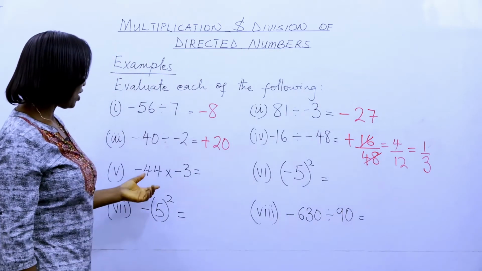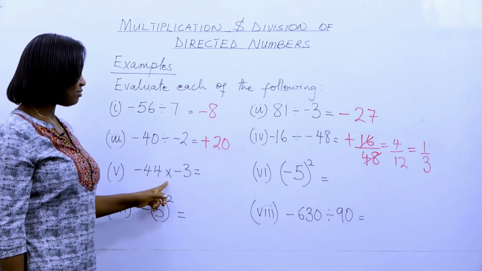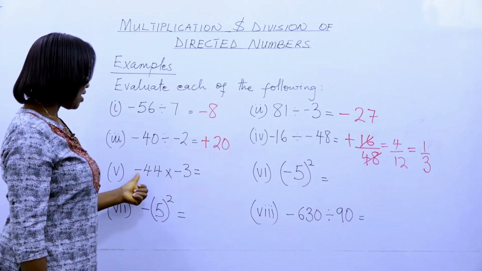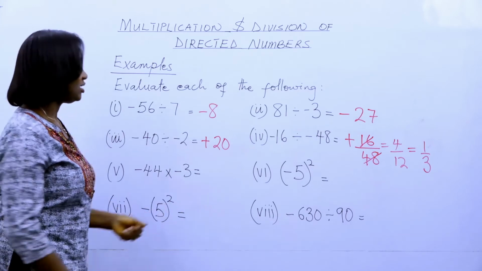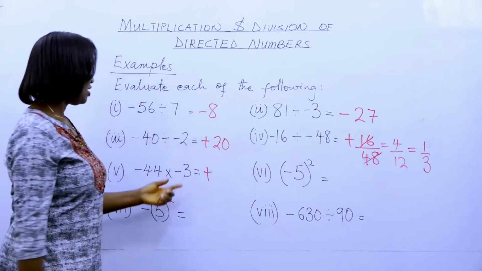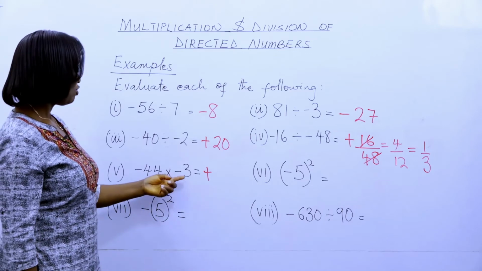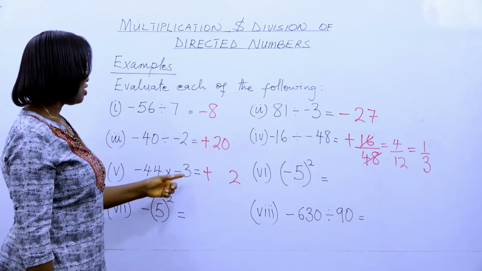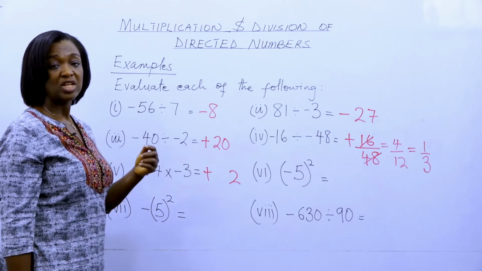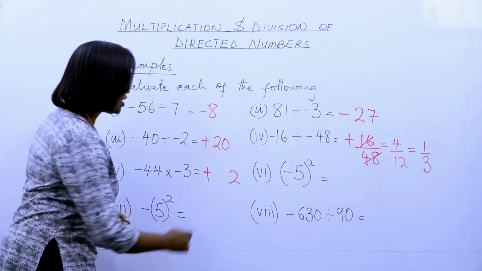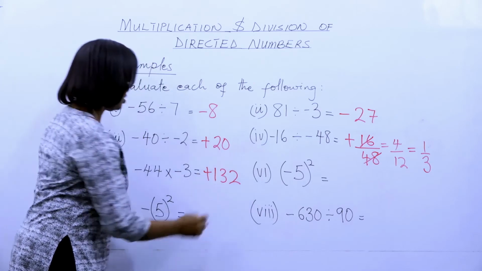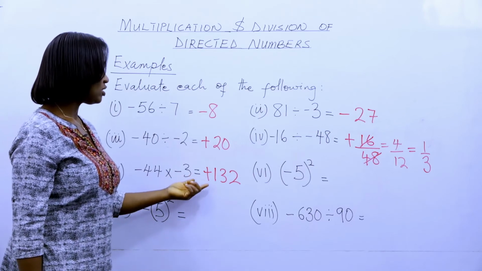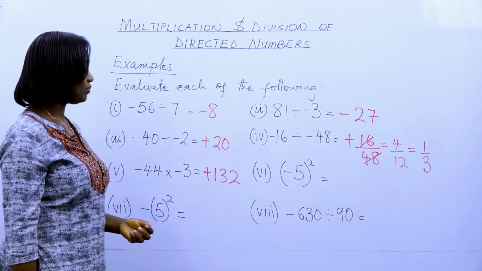For the next example, we have minus 44 times minus 3. We're multiplying here. Minus times minus is positive. 3 times 44. 3 times 4 is 12. Carry 1. 3 times 4 again is 12. Plus 1 is 13. So minus 44 times minus 3 is plus 132.